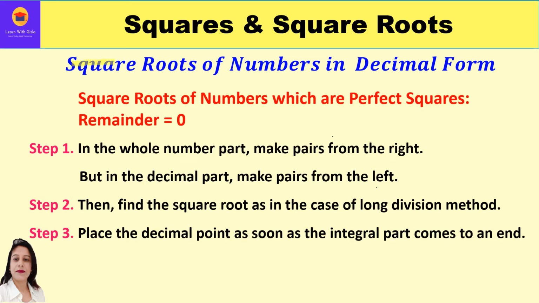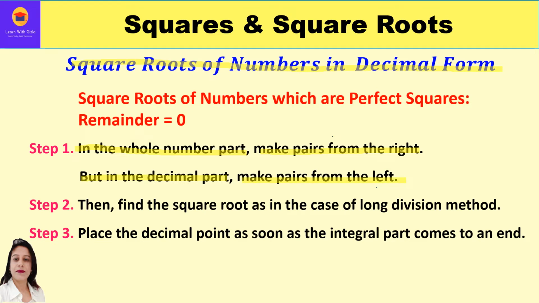Now we have to find square roots of numbers in decimal form. That means the numbers are given in decimal form and we have to find the square roots. We shall be using the long division method to find the square root of these numbers. In the long division method, the first step is always to make the pairs. In whole numbers, we were making the pairs from the right-hand side, that means starting from the ones digit. Since a decimal number consists of two parts, the whole number part and the decimal part, step 1 says: in the whole number part, make pairs from the right, but in the decimal part, make pairs from the left.